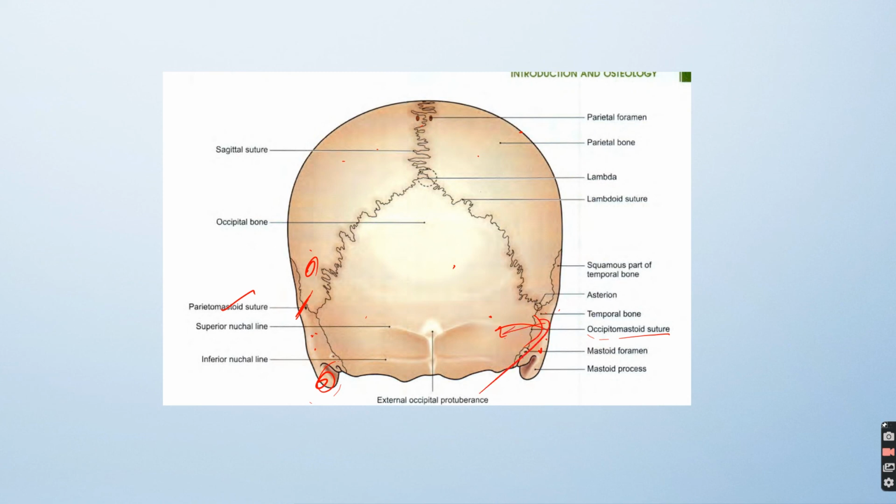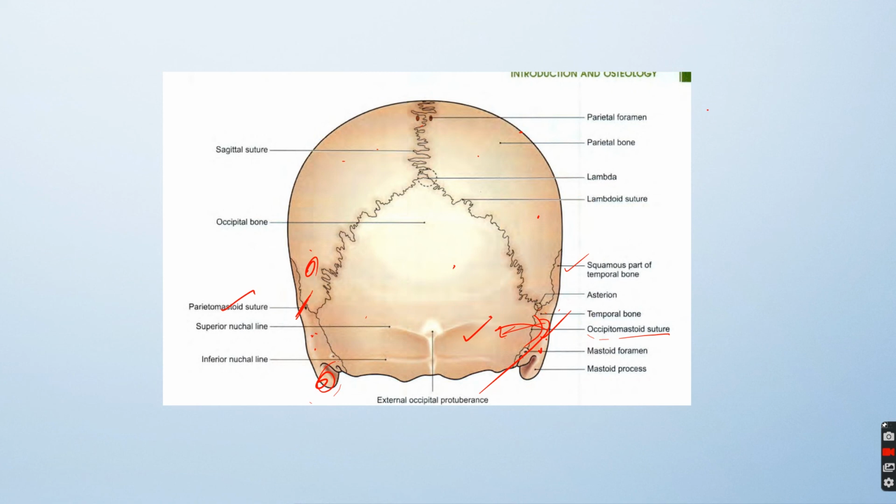Then asterion is nothing but the point which connects the temporal bone, that is the mastoid part, the occipital and the parietal. That part is what is called asterion. Asterion connects the parietal bone. You can see the parietal bone here, the occipital bone, the temporal bone, and the mastoid process is a part of the temporal bone here. So these are the sutures that will be seen.